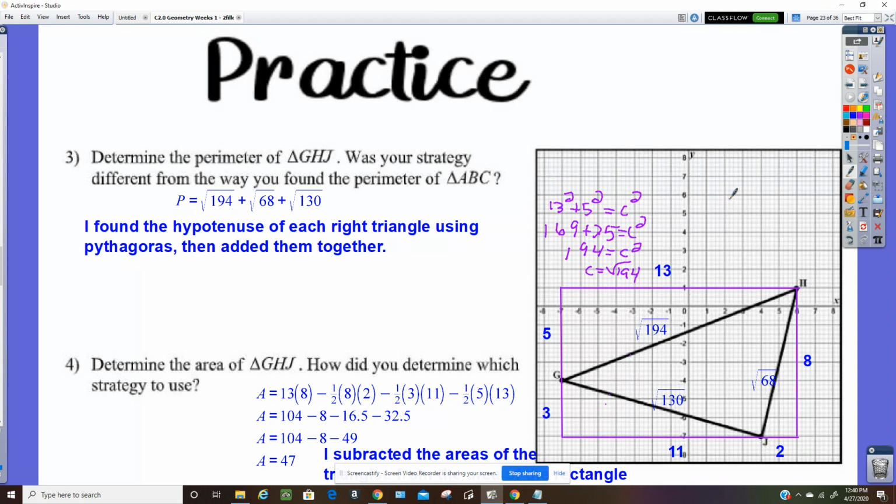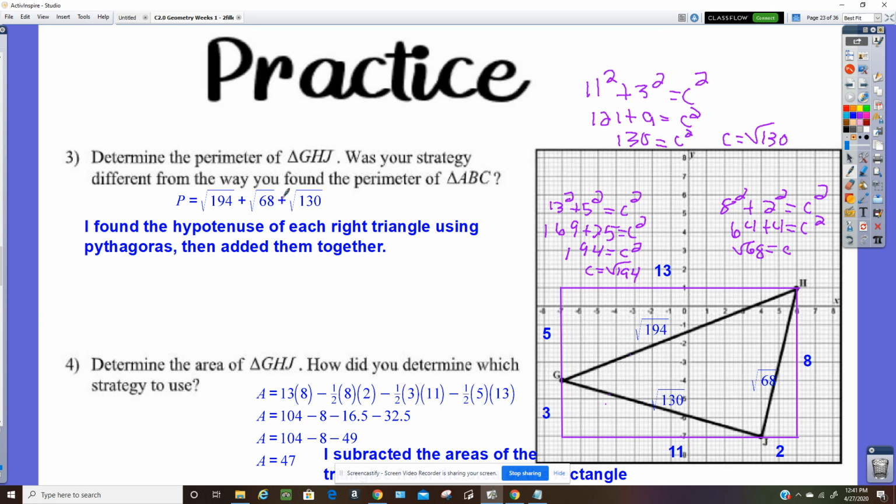So this other triangle, I had 8 squared plus 2 squared is equal to c squared. So 64 plus 4 is c squared, and then c is the square root of 68. That's this side here. And then the final side, I'll do it up here. 11 squared plus 3 squared equals c squared. So 121 plus 9 is c squared, and then 130 is c squared, c is the square root of 130.